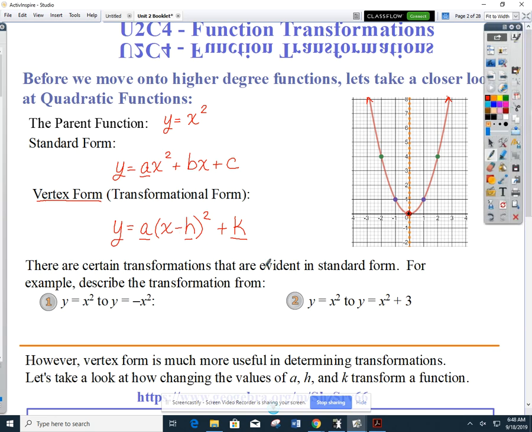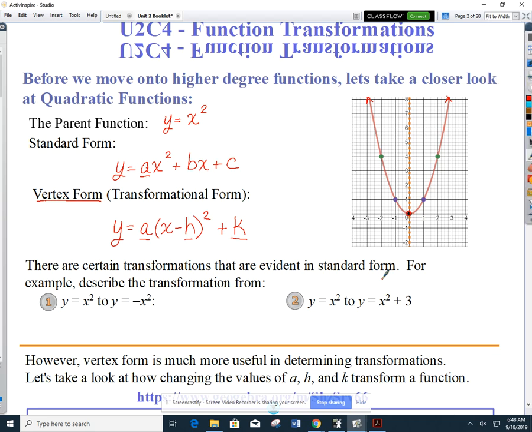There are certain transformations that are evident in standard form. For example, describe the transformation from y equals x squared to y equals negative x squared. The only transformation there is that it would go from pointing upward to downward. We call that a reflection over the x-axis.